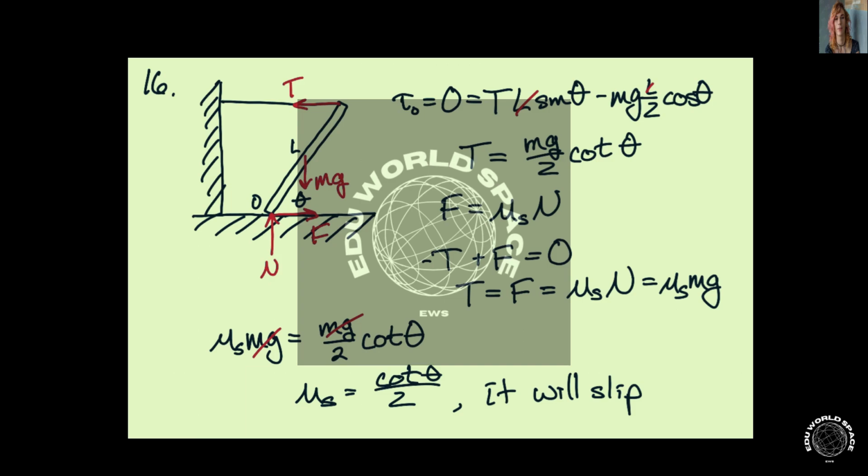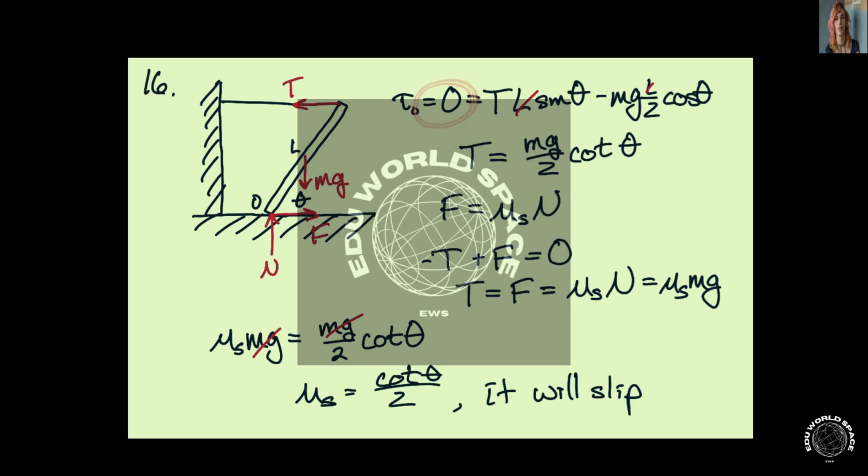Now we can take moments about this point here so that these two forces drop out, and we get the moment from this is T times L sine of theta, because the moment arm is this distance here, so L sine of theta. And then here we have mg L over 2 cosine of theta, because this is L over 2, and the moment arm here is L over 2 cosine theta.